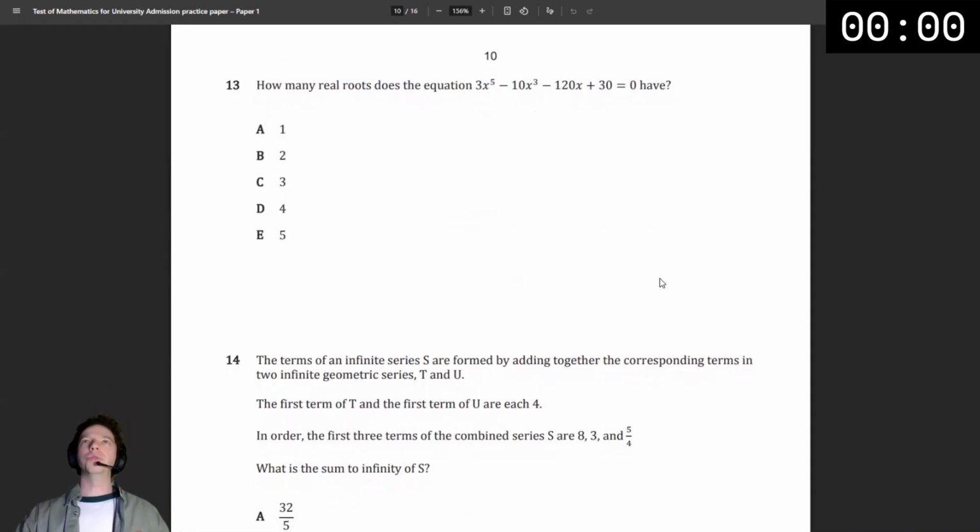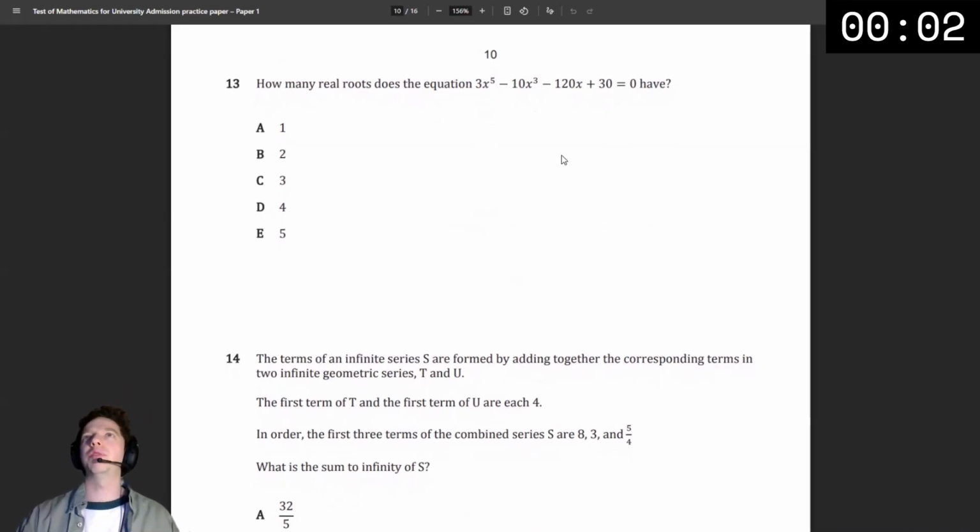All right, let's go. How many real roots does the equation 3x^5 - 10x^3 - 120x + 30 = 0 have? Okay. Wow. So this is definitely a little different, something I wouldn't necessarily expect to see on an A-level paper, because it's a quintic equation. You can't just use the discriminant or anything, right? The discriminant is for quadratics.